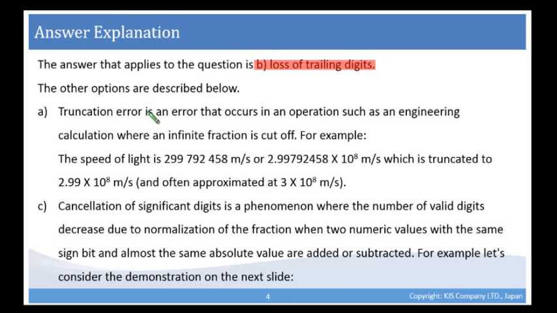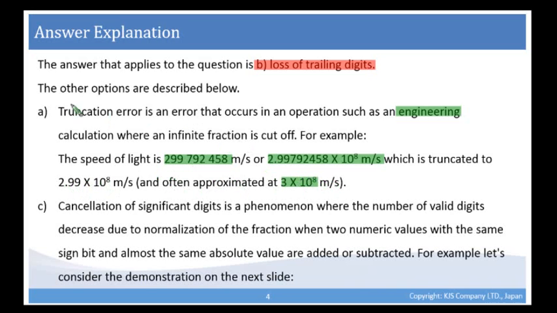So truncation error is an error that occurs in an operation, such as in an engineering calculation, where an infinite fraction is cut off to become a finite fraction. So for example, this is our value for the speed of light in meters per second, or this in standard form, which is truncated to this 2.99 times 10 to the 8, or even approximated, as I did on the first slide, to 3 times 10 to the 8.